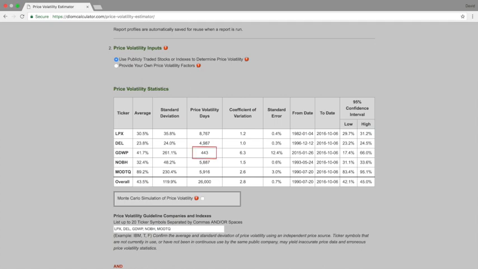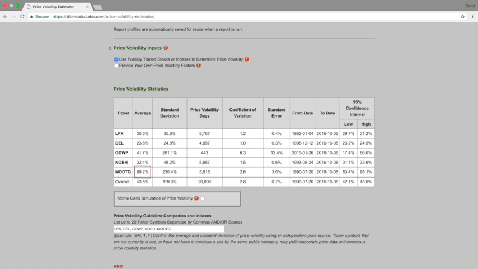For example, we see that only 443 days of data are available for GDWP, while 8,767 days of data are available for LPX. DEL has the comparatively lowest average price volatility of 23.8%, lowest standard deviation of price volatility of 24.0%, and lowest coefficient of variation of 1.0. The coefficient of variation is a measure of how tightly data distributes around the average.